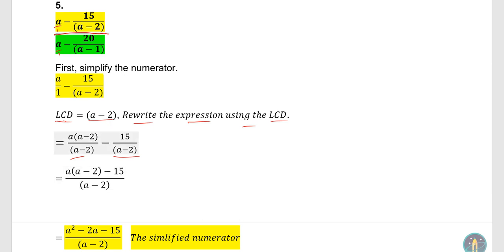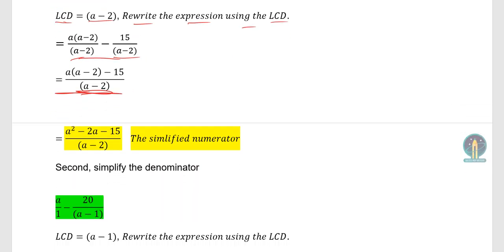And then we join these with the common denominator and we get this expression. Okay, and then we can again distribute this and then mix with this. We'll get a squared minus 2a minus 15 over a minus 2. This is the simplified numerator.